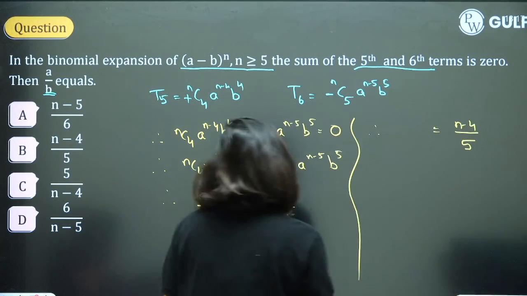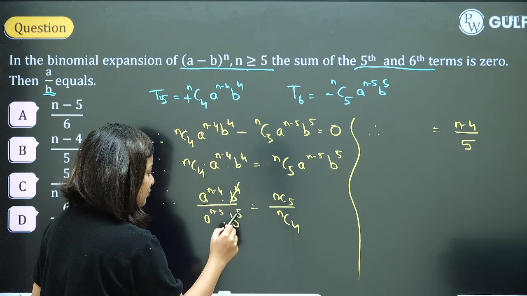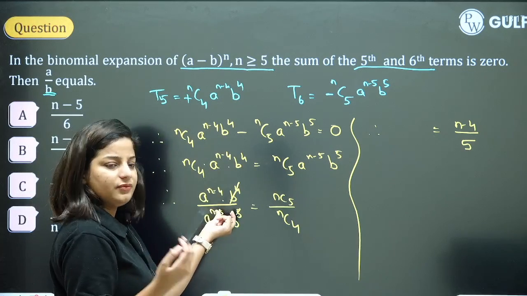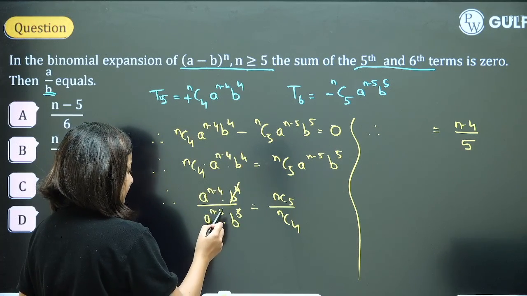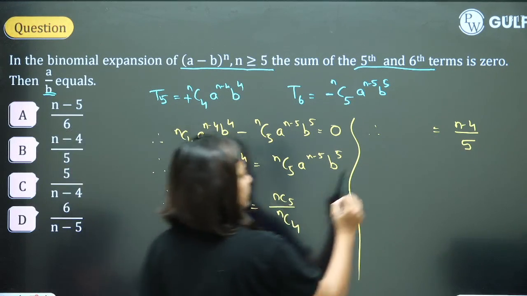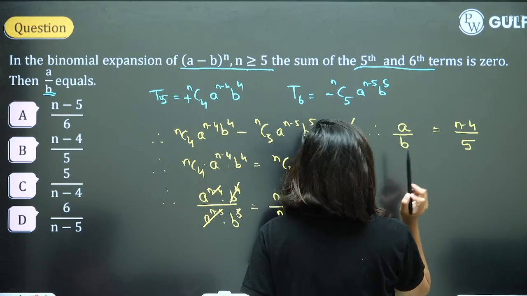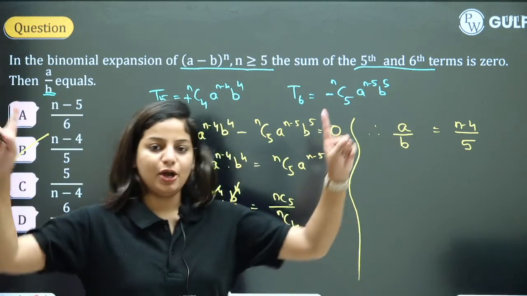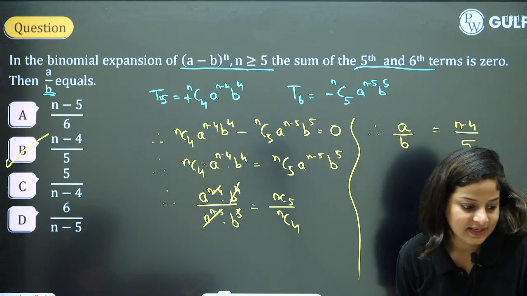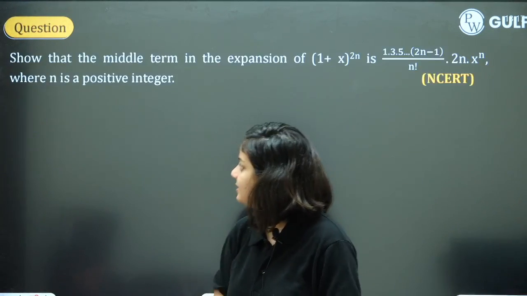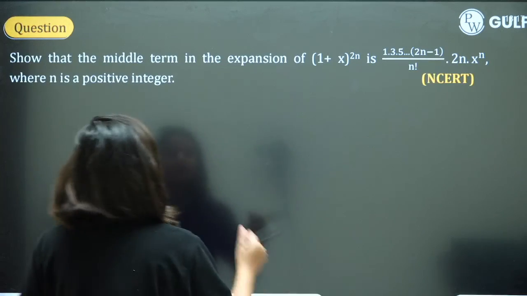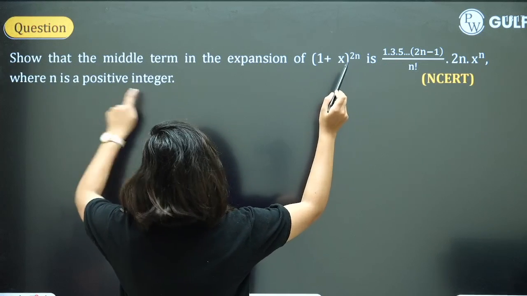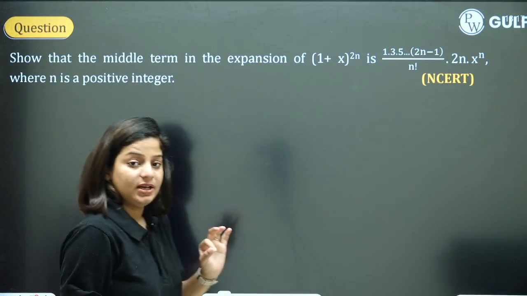And here what all things are getting cancelled? This b entirely goes off. One b is left in denominator. n minus 4, n minus 5, which is bigger? n minus 4 is bigger. So n minus 5 will go and one of the a is left in numerator. a by b is equal to n minus 4 upon 5. Option B is correct. Right, boss? Very good, excellent, superb. Show that the middle term in the expansion is this, where n is a positive integer. It's an NCERT question, but an important one.